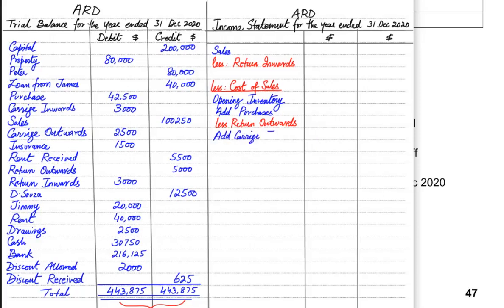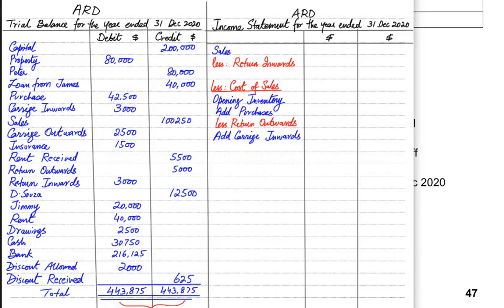Then we have another thing, carriage inwards. Now my dear students, there are two types of carriage. Carriage is basically transportation cost. One is carriage inward and another one is carriage outward. Carriage inward means whenever we are buying goods from our suppliers, the transportation cost that we incur in bringing the goods into the business is known as carriage inwards. Okay, so carriage inward is basically a cost for the business, therefore it increases our cost and is added to purchases.